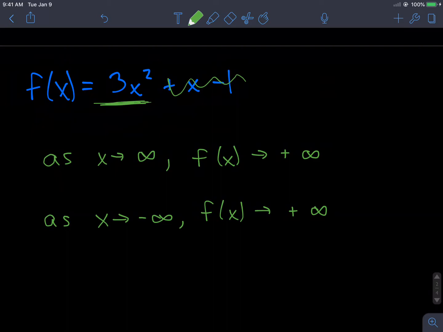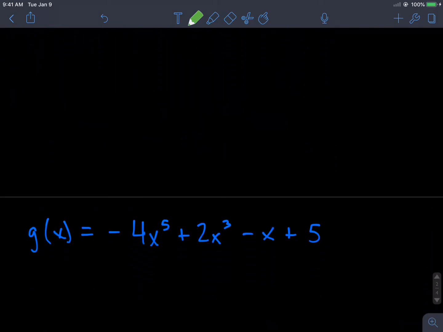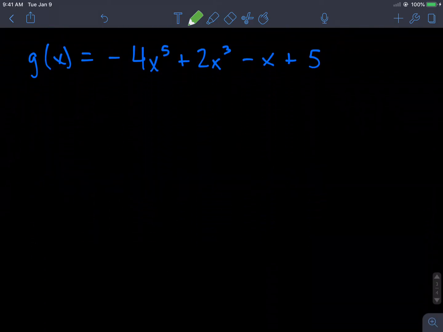I believe on the test when you do these, you're probably just going to be filling in a blank here. So as x goes towards infinity, what is f of x doing? You're filling in whether it's going to positive or negative infinity. In our final example, we're given negative 4x to the fifth plus. Again, those things don't matter as we determine end behaviors. All we care about is this first part.